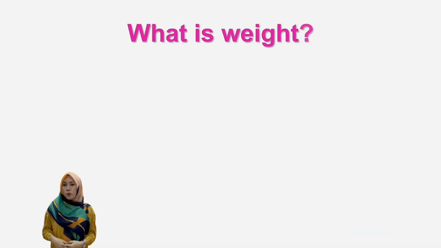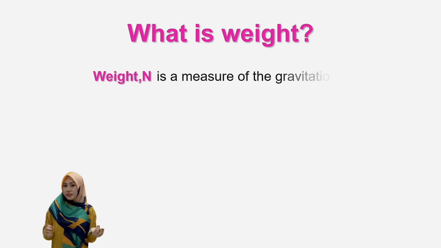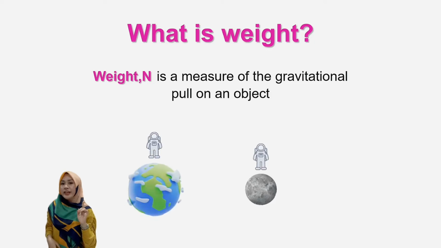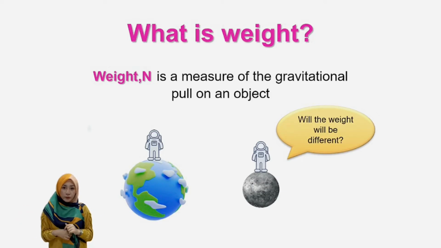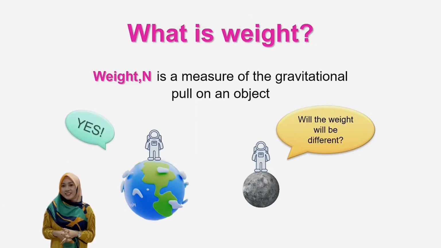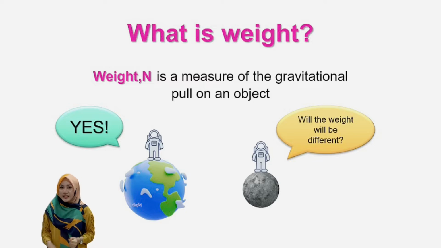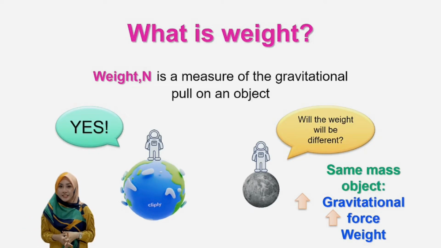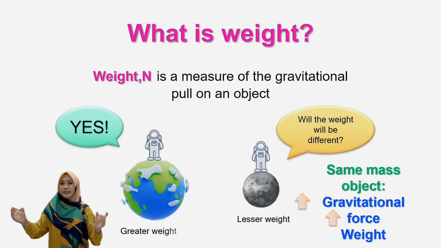Next is weight. What is weight? Weight is a measure of the gravitational pull on an object. It means the gravity will influence the weight of something. Okay, now I want to ask, will the weight be different when you are on the earth and on the moon? The answer is yes. This is because the gravity on the moon is lesser than on the earth. For the same object, if gravitational force is increased, the weight also increases. In conclusion, on the earth, you will have a greater weight than on the moon.